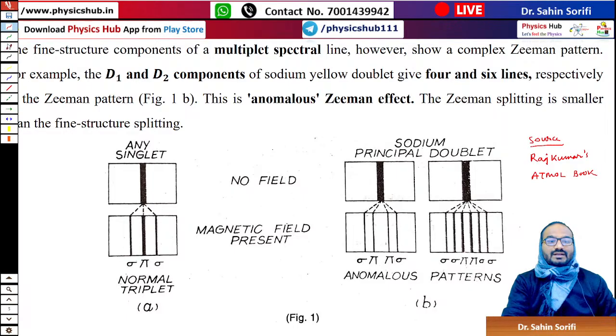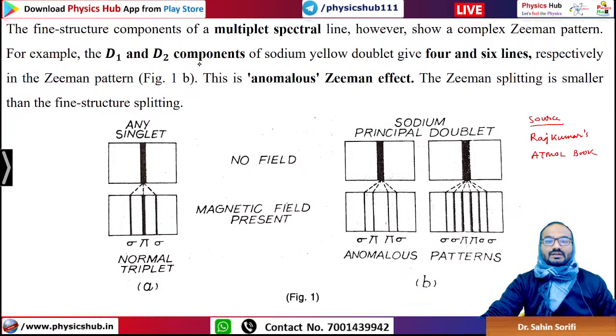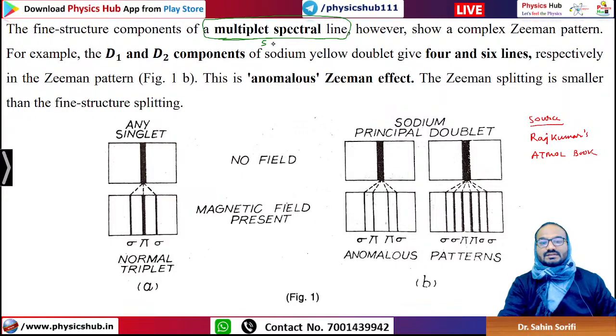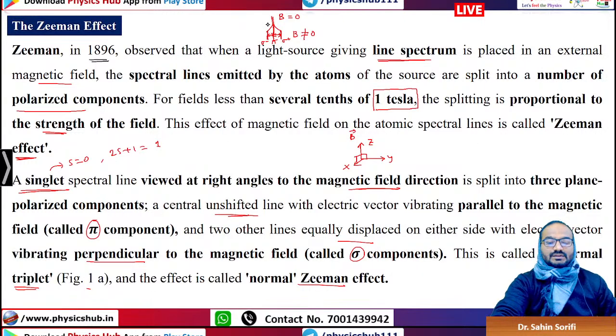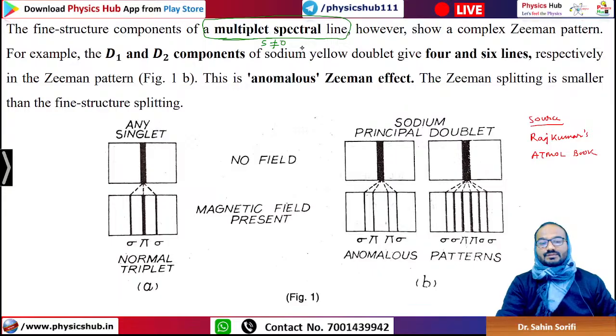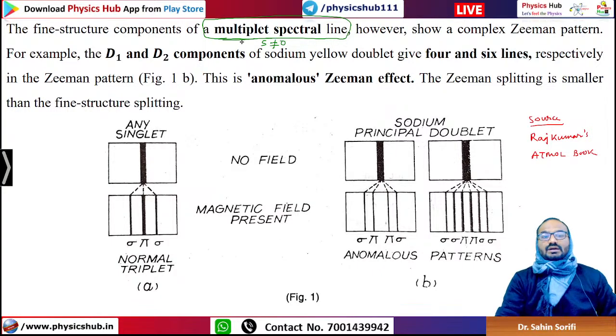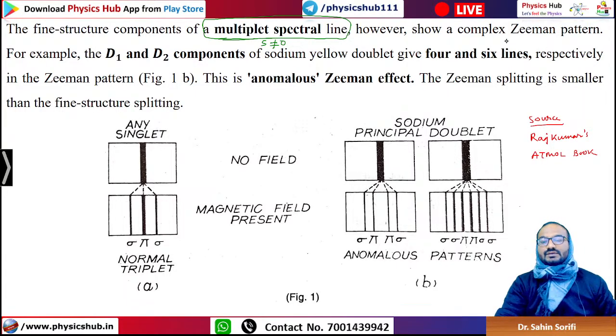The fine structure component of the multiplet spectral line, however, shows a complex Zeeman pattern. When the value of S is not equal to 0, S equal to 0 means singlet. For S not equal to 0, it may be 1, 2, anything. Depending on that, we will get multiple spectra. For a multiplet spectral line, you will not get only 3 Zeeman components. You will get a complex Zeeman pattern. Those are part of the anomalous Zeeman effect.